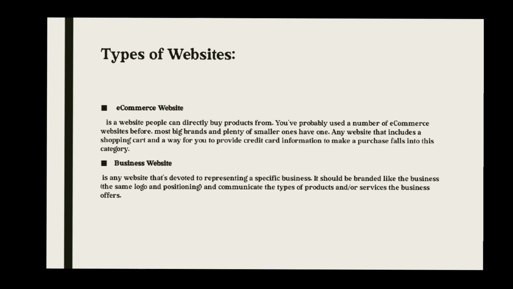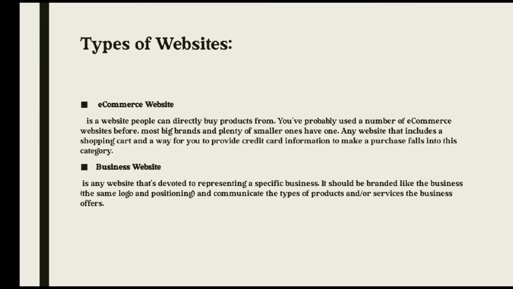For today's video, we will tackle the types of websites. The first one is the e-commerce website. It is a website people can directly buy products from. You have probably used a number of e-commerce websites before. Most big brands and plenty of smaller ones have one. Any website that includes a shopping cart and a way for you to provide credit card information to make a purchase falls into this category.